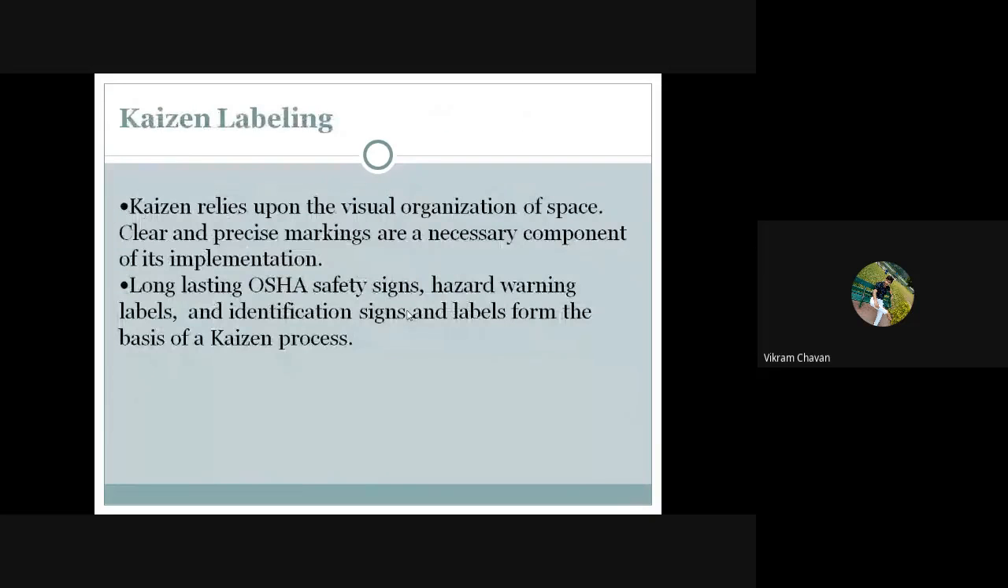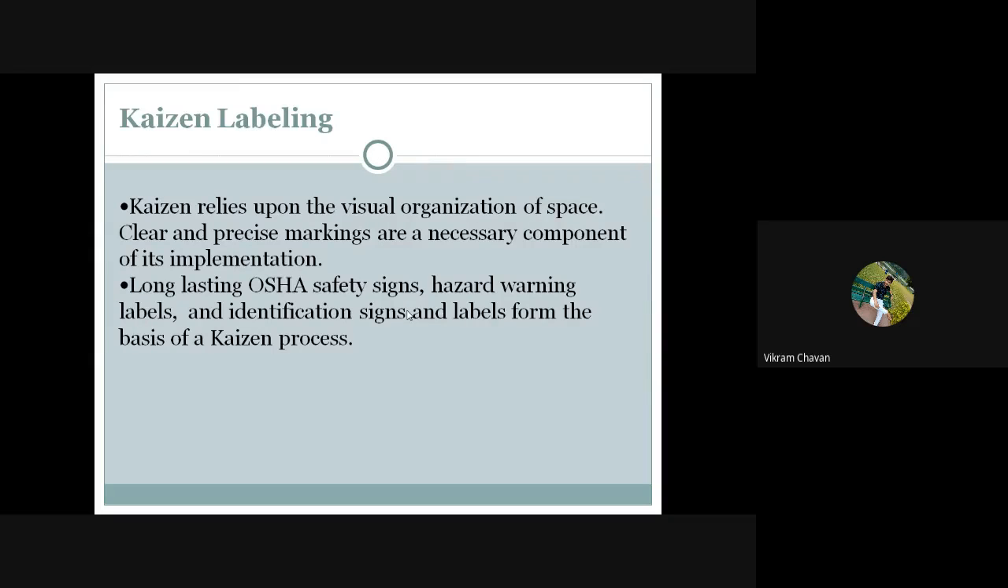So kaizen relies upon the visual organization of a space. Clear and precise marking are a necessary component of its implementation. Long lasting OSHA safety signs, hazard warning labels, and identifying signs and labels form the basis of a kaizen process. When you visit industries, you come to know that different boards are provided. A hazard board is provided, then safety lines are provided there. This is part of kaizen also, which provides the visual and clears the picture for a new person of what is located at that particular location. For that purpose the signs and labels are provided, and that is part of kaizen.